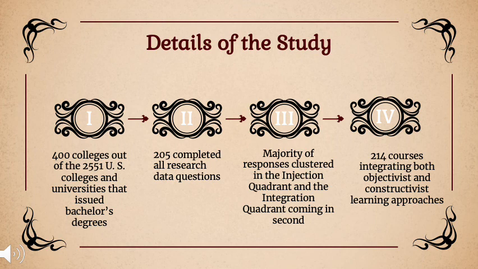So 400 colleges out of the 2,551 U.S. colleges and universities were utilized in this study. And 205 of them completed all research data questions. With the results, the majority of the responses clustered in the injection quadrant, and the integration quadrant came in second. And 214 courses actually integrated both objectivist and constructivist learning approaches.